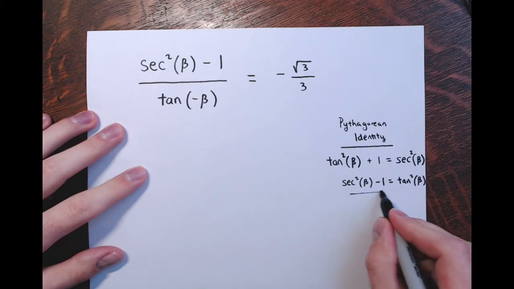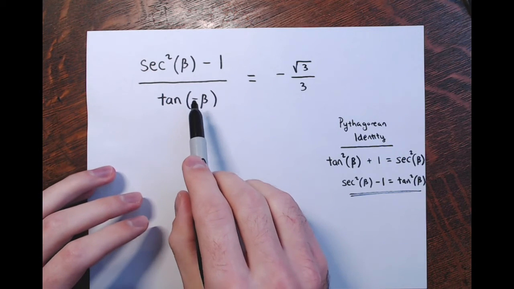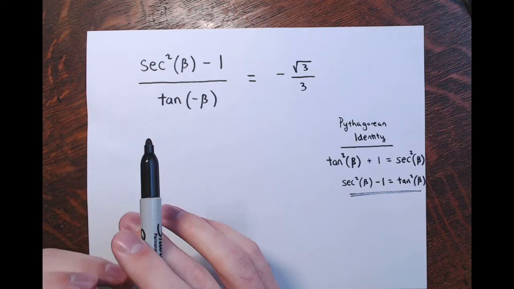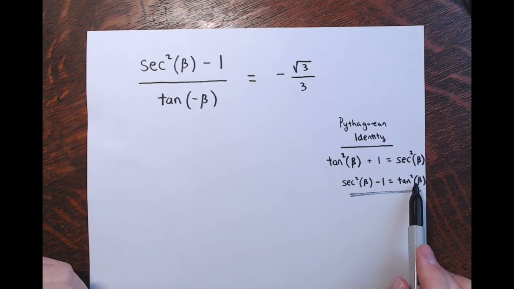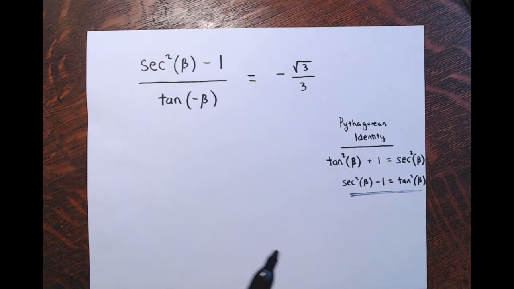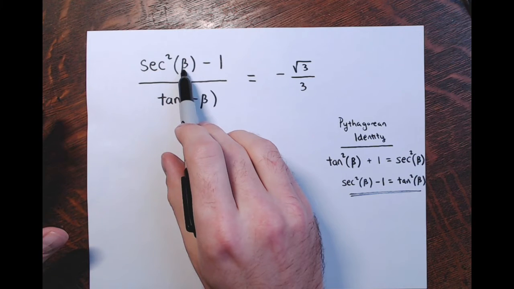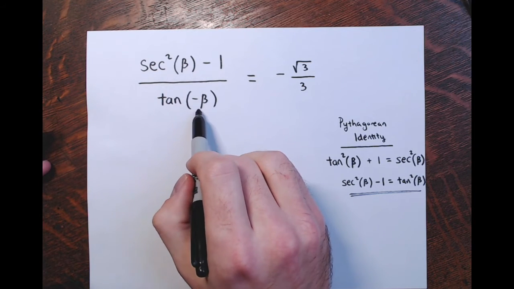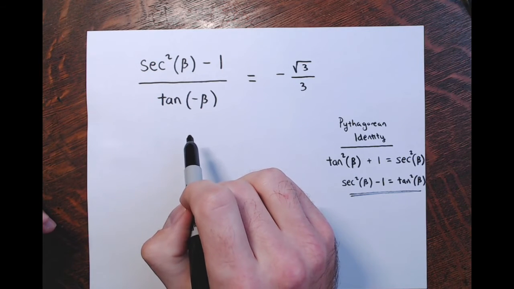Alright, so I'm going to make this replacement in a second. Also, I want to have the same functions involved, right? If I replace secant squared beta minus 1 with tangent squared, then it'll be all just tangent that shows up in the equation, which is nice. But also, I would like the same angle measures. This has an angle measure of beta in it. This has an argument or an angle measure of negative beta. I don't like that they're different.